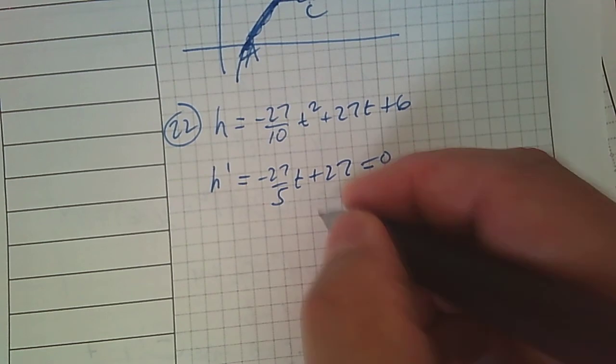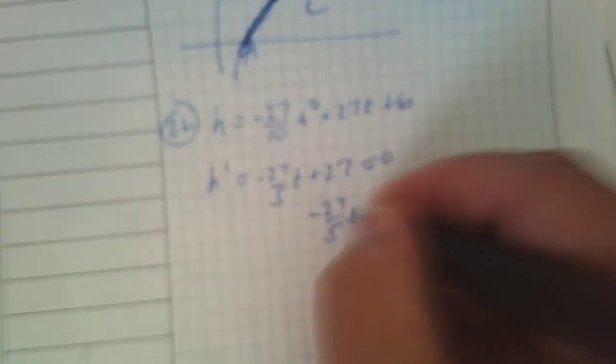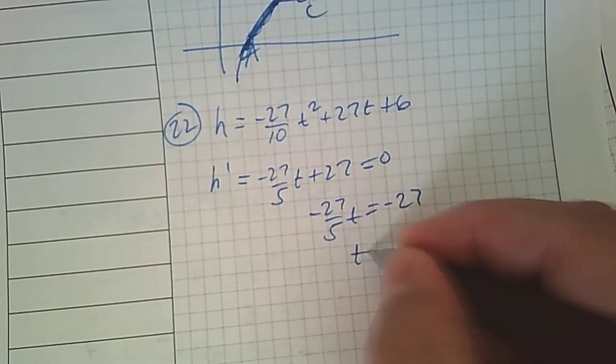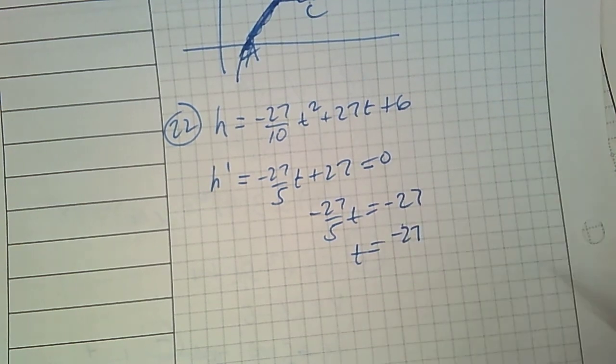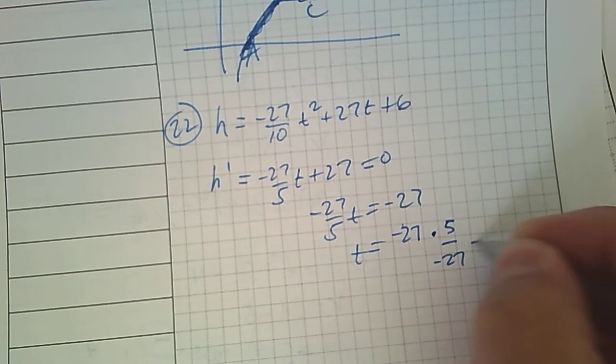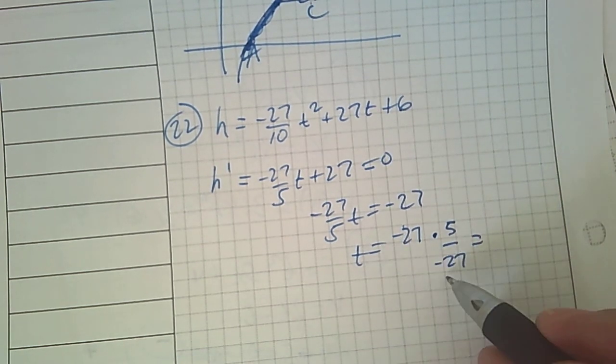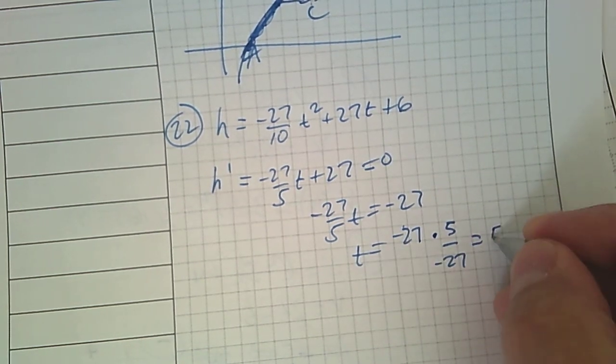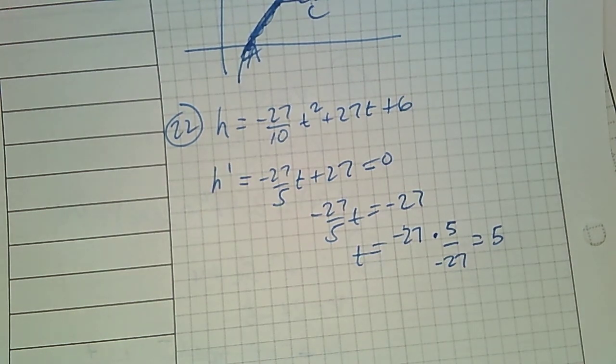So we're going to solve it. So step 1, subtract 27. Step 2, we're going to divide. Now, when you divide by a fraction, it's times the reciprocal. And I want you to notice the negative and the negative make it positive. The 27s divide out, and the answer is 5. So at 5 seconds. Now it says, how high is it?